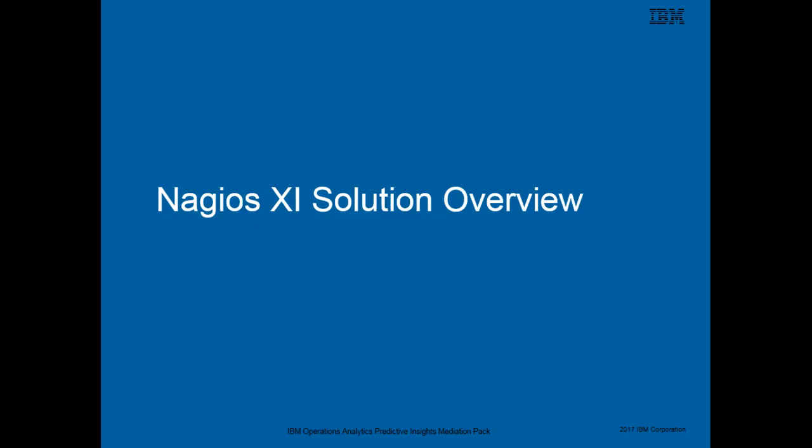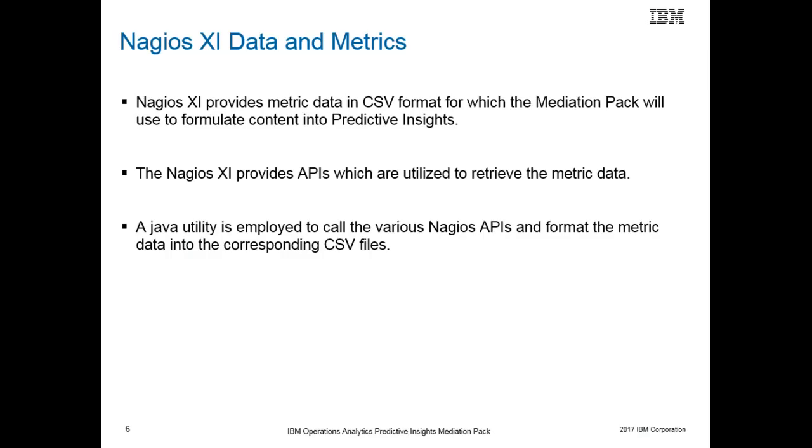We will now discuss the Nagios XI solution overview, which includes the topics of the source of the metrics to be ingested by Predictive Insights. As mentioned before, the Nagios XI provides metrics by API calls. The Mediation Pack Java utility uses the API calls to retrieve the metrics and then writes the metrics into CSV formatted files. Predictive Insights is then configured to pull in the content from the CSV files.